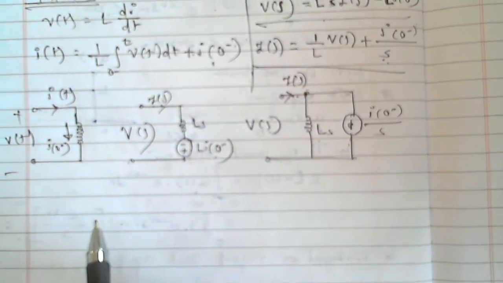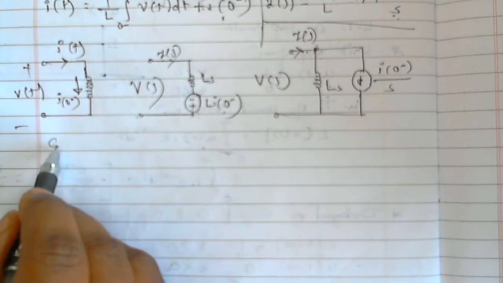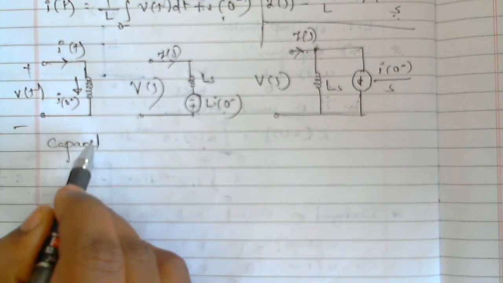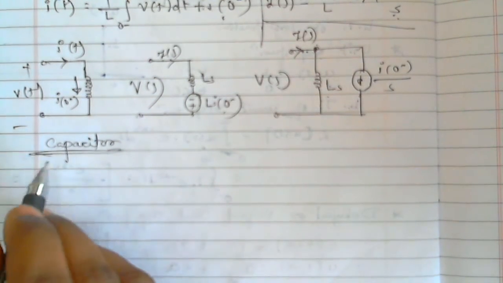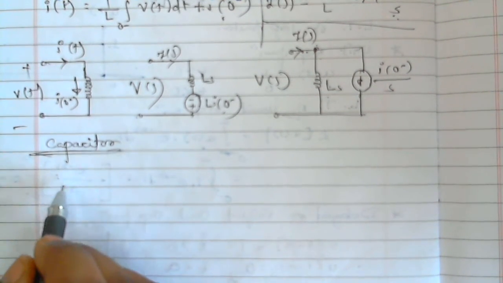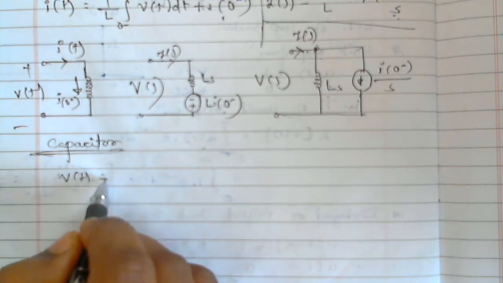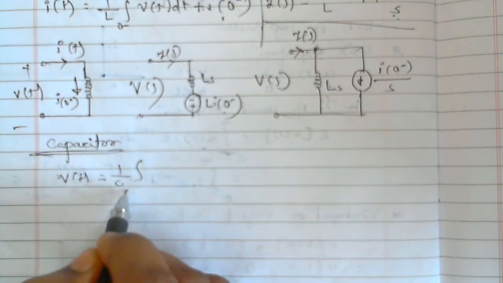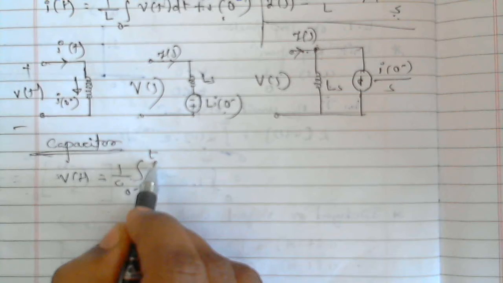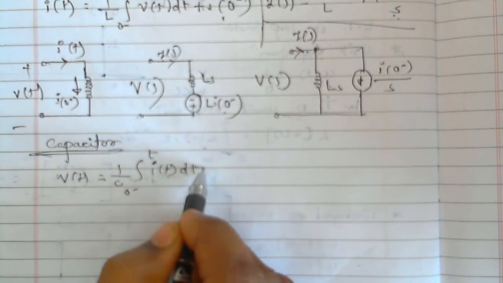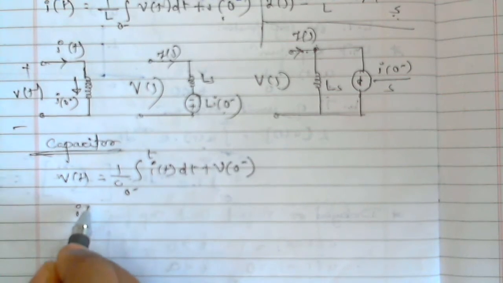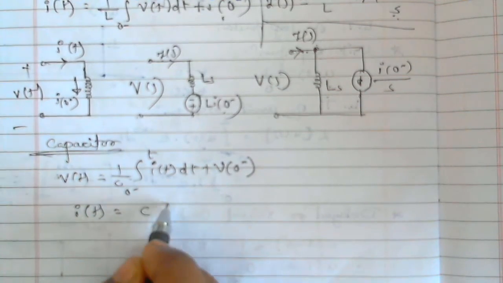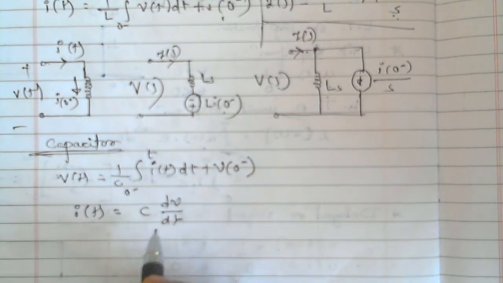Similarly for capacitor I can write like this. The relationship of capacitor in time domain is given as v of t equal to 1 by C integration from 0 minus to t of i of t dt plus v of 0 minus, and i of t equal to C dV by dt.